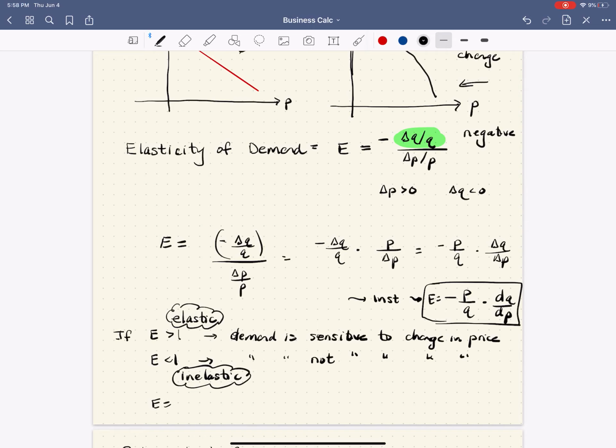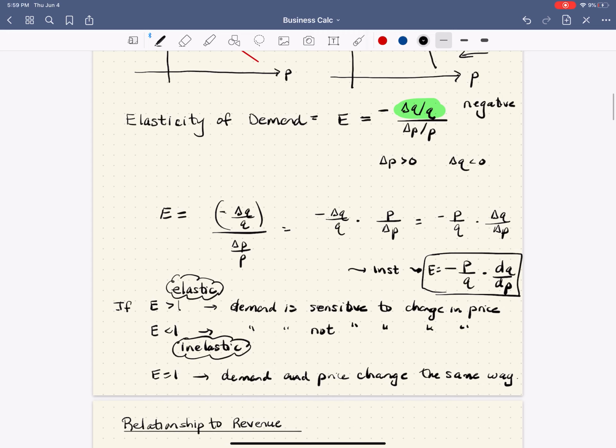Now, if E is equal to 1, demand and price change the same way. Okay, so if an elasticity of 1, that means if the demand goes down by 2%, the price is going up by 2%. There's kind of an equilibrium happening there. Okay, so we call E equals 1 unit elasticity. Okay, so those are 3 classifications of elasticity.